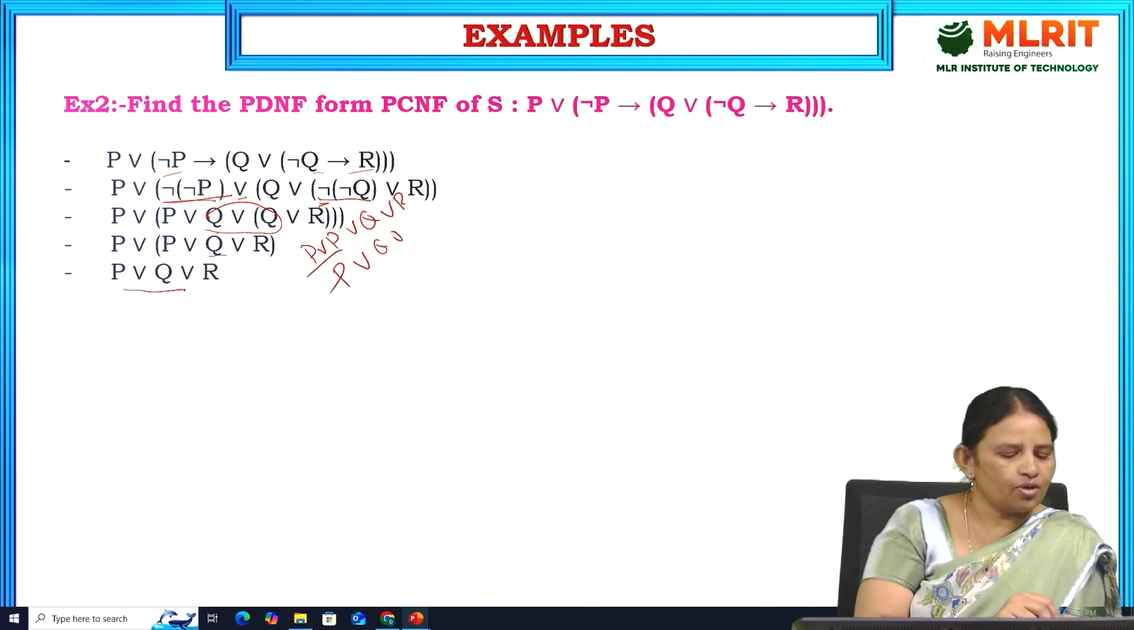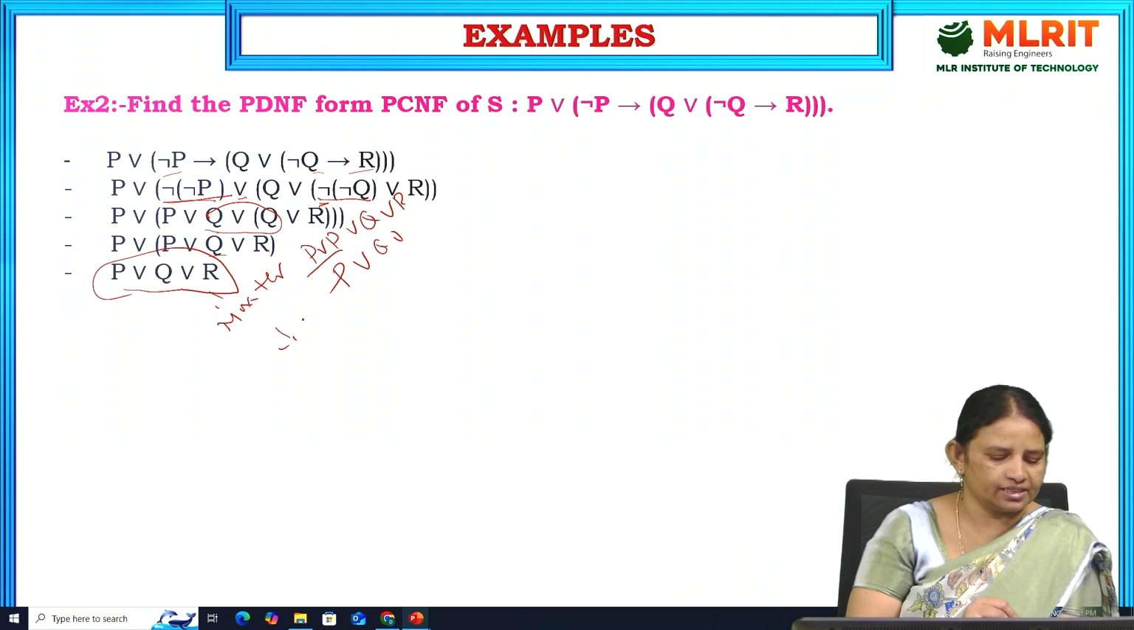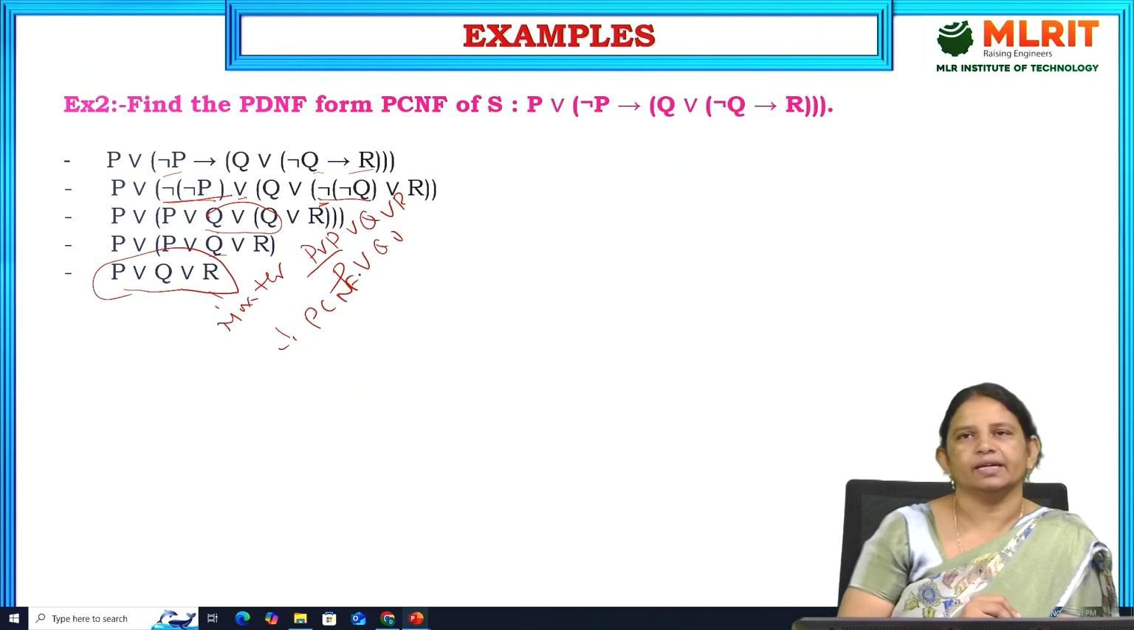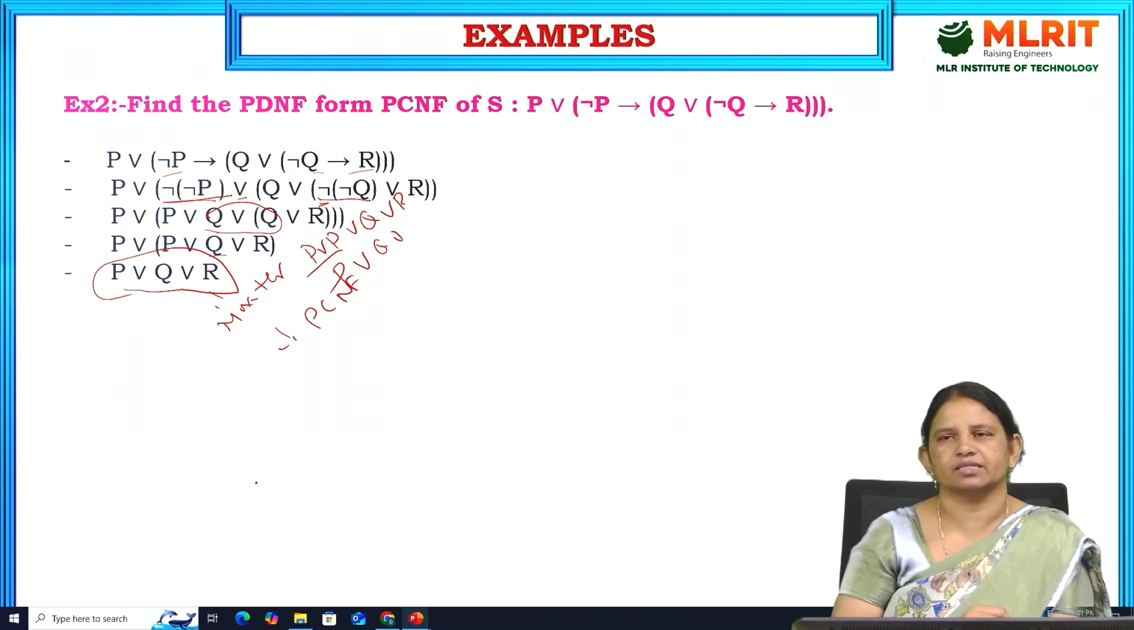This is the sum of the variables that are present, so it is a max term. If any statement formula consists of max terms, then it is a PCNF. That is the second example.